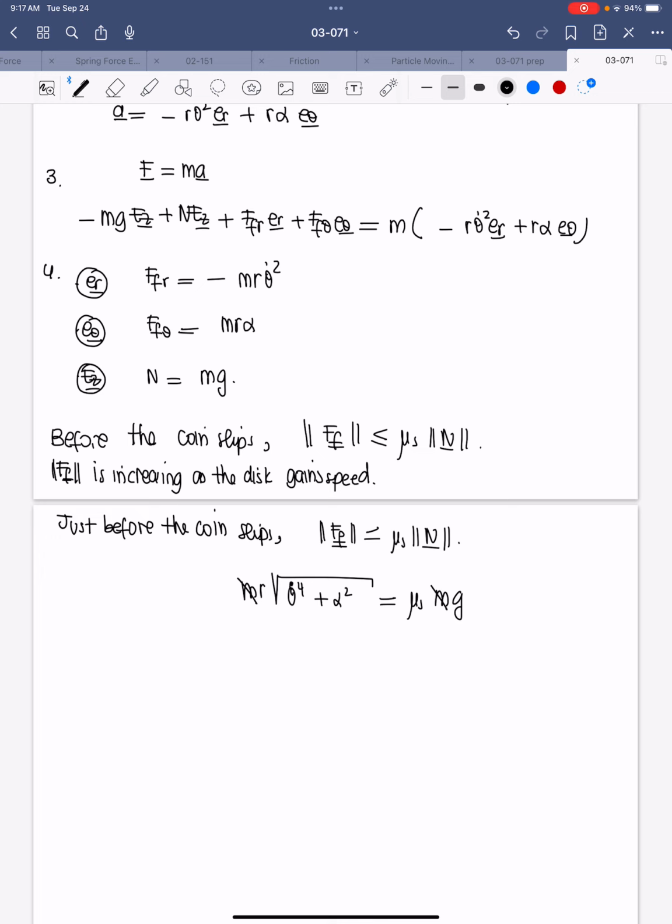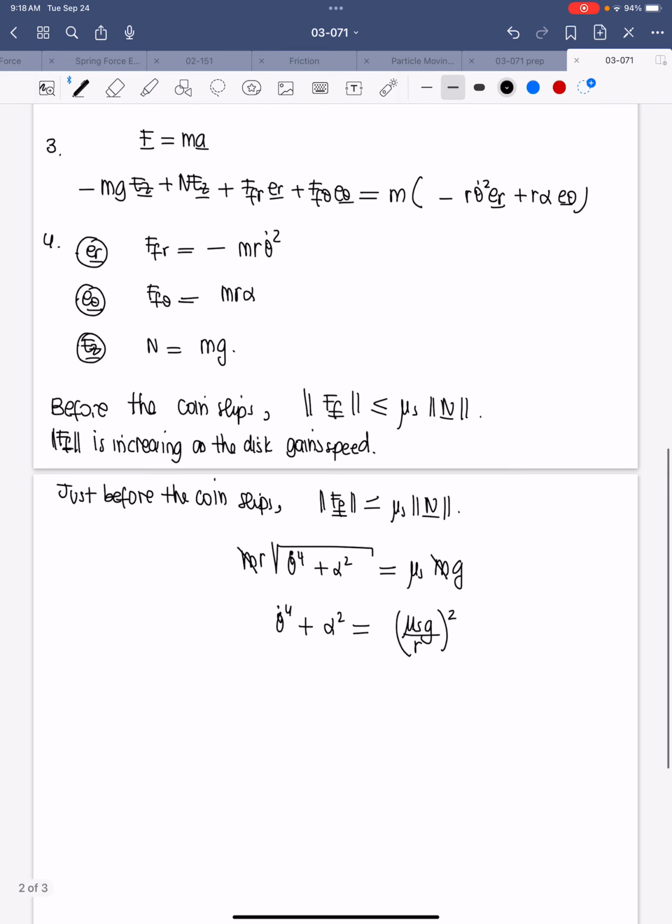if I square both sides, theta dot to the power 4 plus alpha squared is going to be mu s g over r, all of that squared. Okay, so now I have a relationship between theta dot, alpha, and so on. Now we have to remember that we want to find the number of turns before the coin slips.